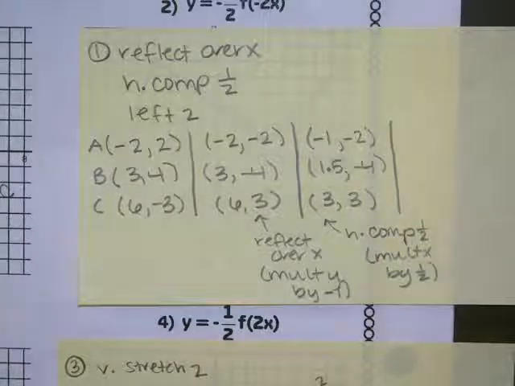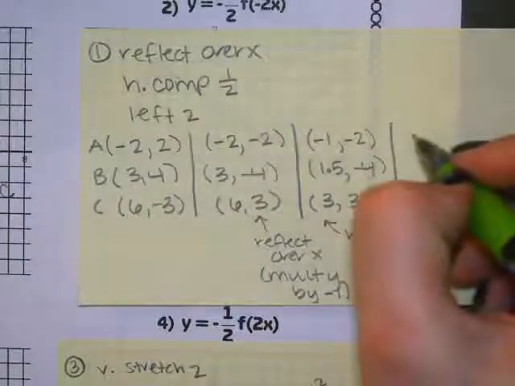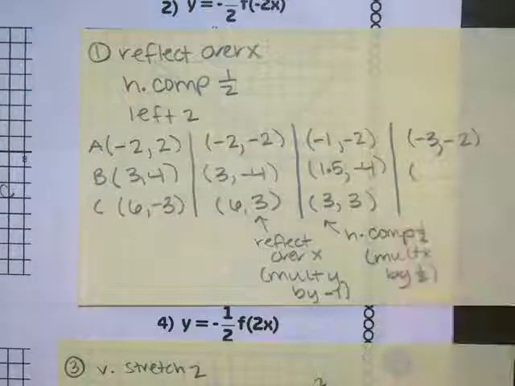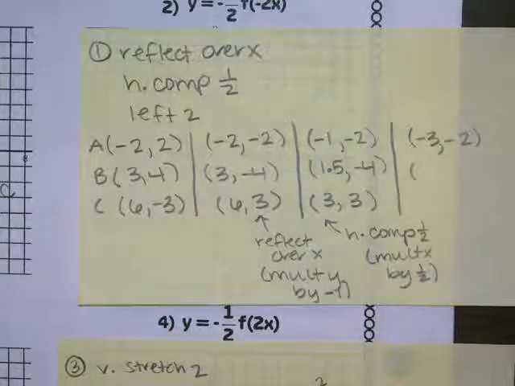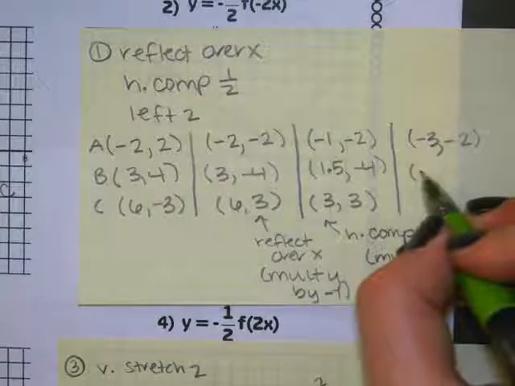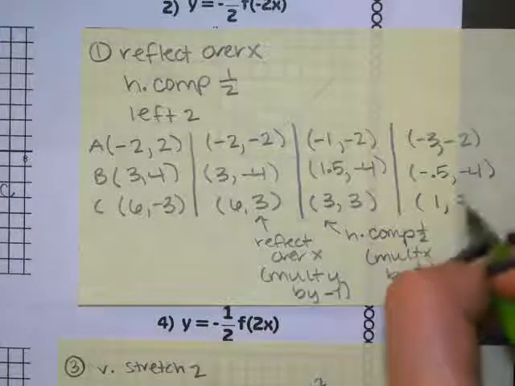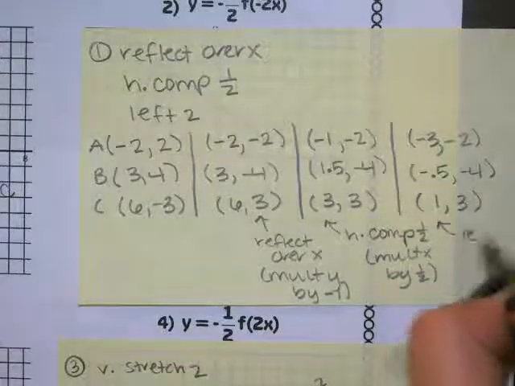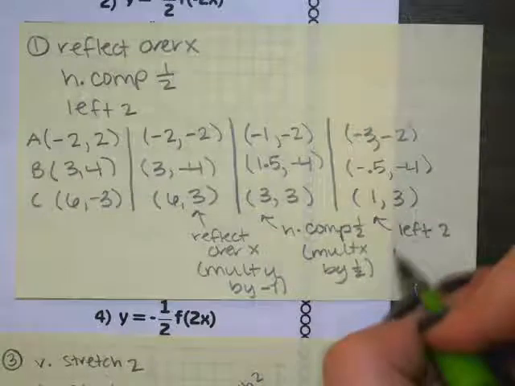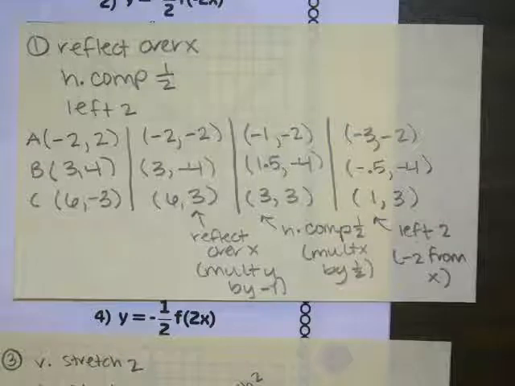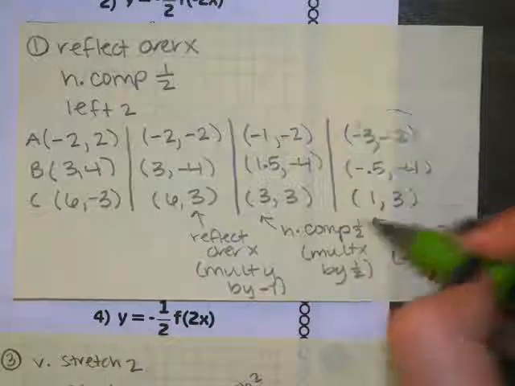Okay, and then last, what should we do? Subtract 2. So each of the x's will -2. What's 1.5 minus 2? -1/2. 1. Okay. And then these are the points that we're going to go ahead and graph.